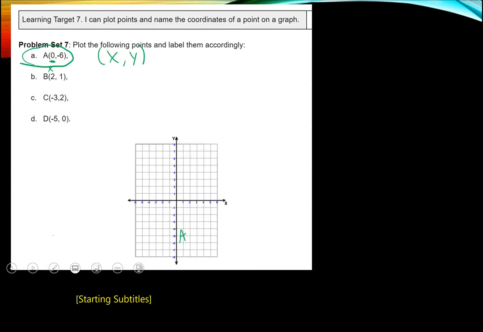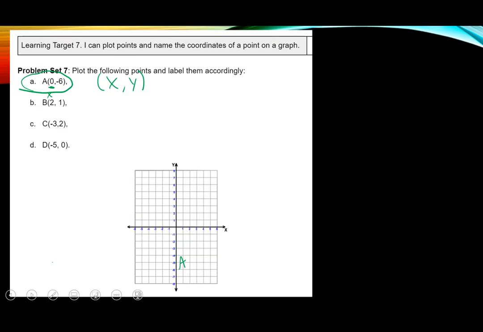And then we're going to go to B. Well, I don't want subtitles. I want my different color. Nice. And we're going to go over 1, 2. We're going to go up 1. So that's going to be my second point. Oh, you can't even see my first point. There it is.